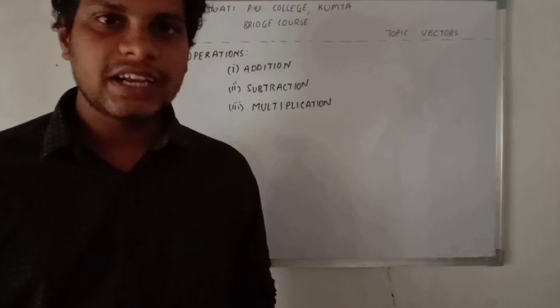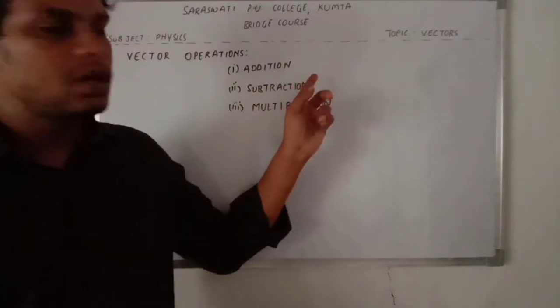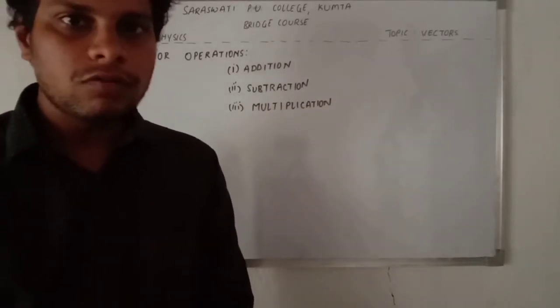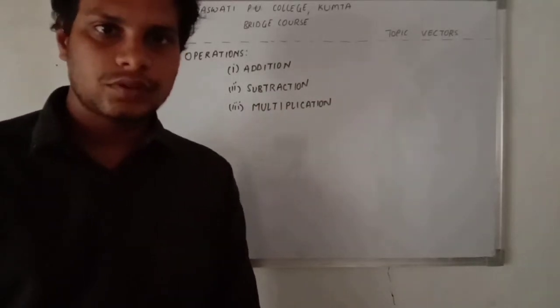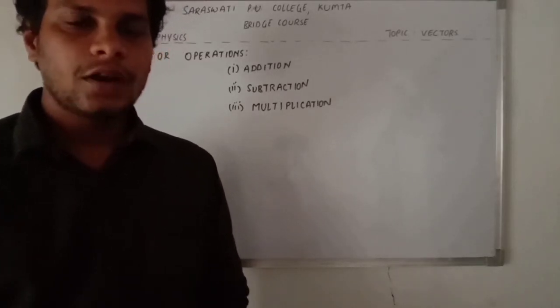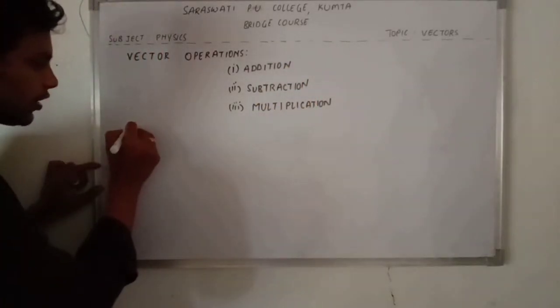Now we have three vector operations: addition, subtraction and multiplication. Division of vectors is not possible, so division of a vector by a vector is not possible. Now we are going to discuss the addition of vectors. So, vector addition.